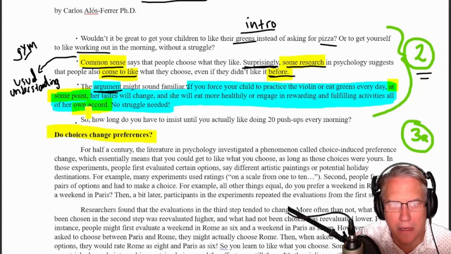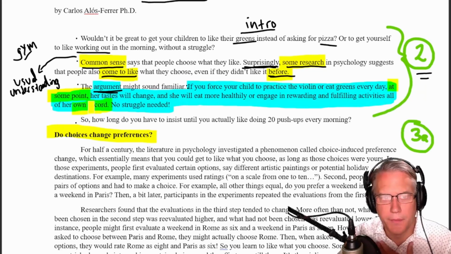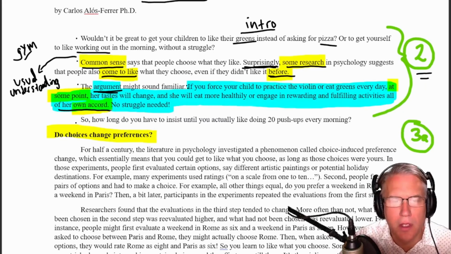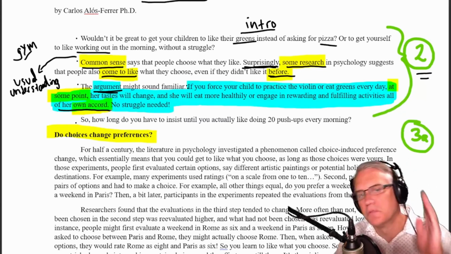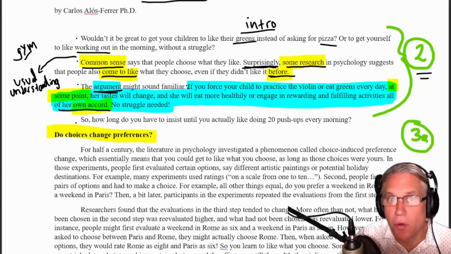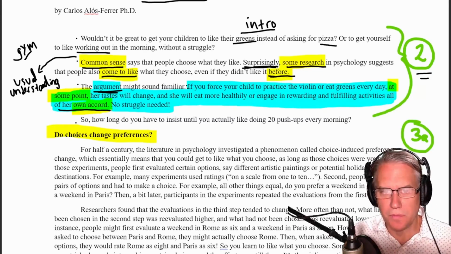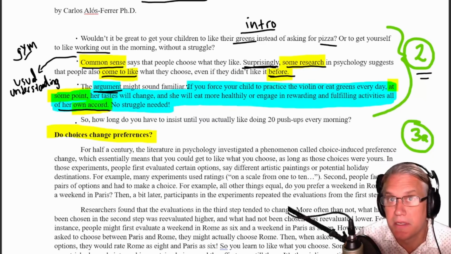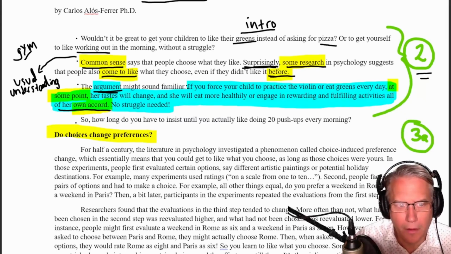Of her own accord means of her own choice, of her own will. And there's no struggle. You don't have to fight. You don't have to push. You don't have to threaten. She's going to make these choices to be healthy or to be more disciplined. She will make these choices on her own. Okay.